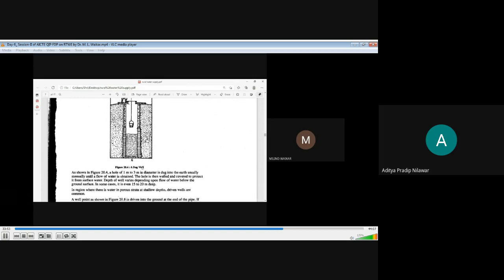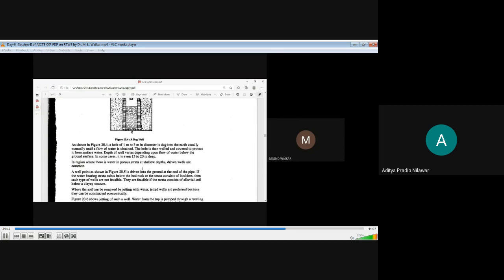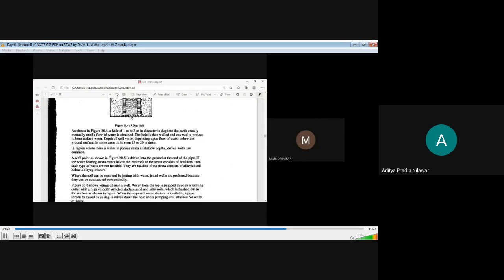So this figure shows the dug well. It is a hole of 1 to 3 meter diameter dug into the earth manually until a flow of water is obtained. Then this hole is walled and covered to protect it from surface water. Depth of well varies depending on the flow of water into the ground. Sometimes it is even 15 to 20 meters. So wherever we have porous strata at shallow depths, we will go for such types of dug wells. The well point is shown in figure 20.5.